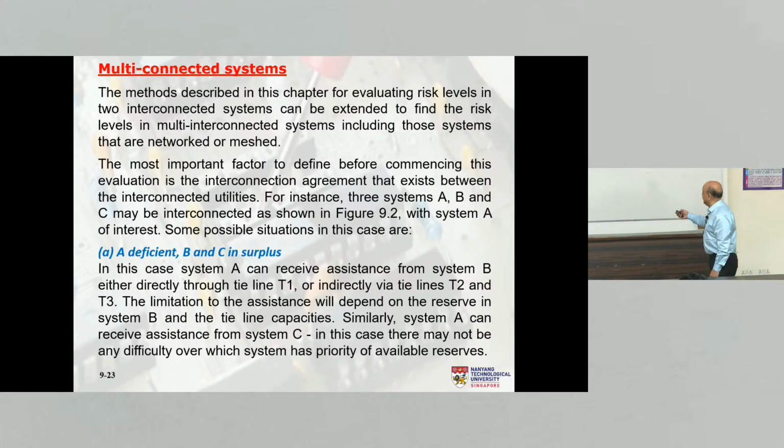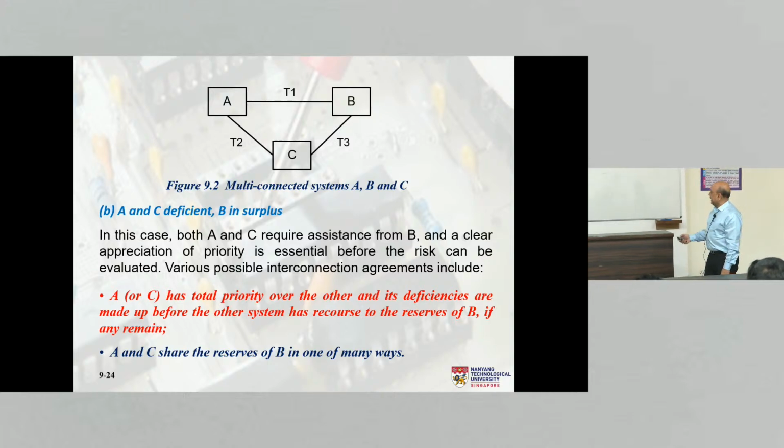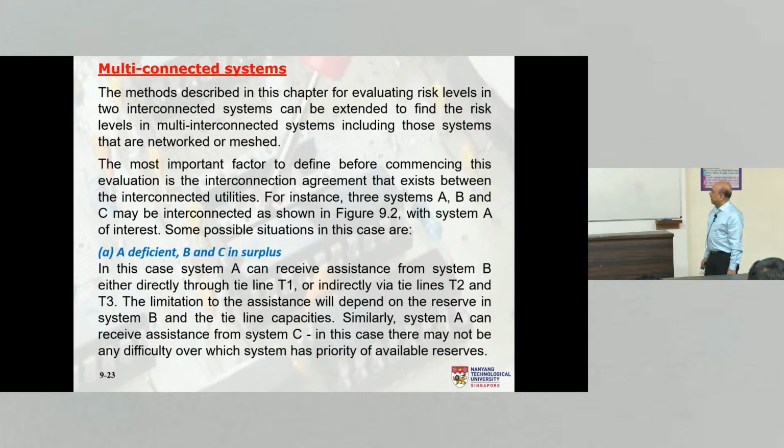So for example, we have 3 systems, A, B, and C, and they are connected like this. A and B are connected through tie line 1, A and C through tie line 2, and C and B through tie line 3. Just an arbitrary system, hypothetical system perhaps, could be real. And then we are looking at some possible situations.